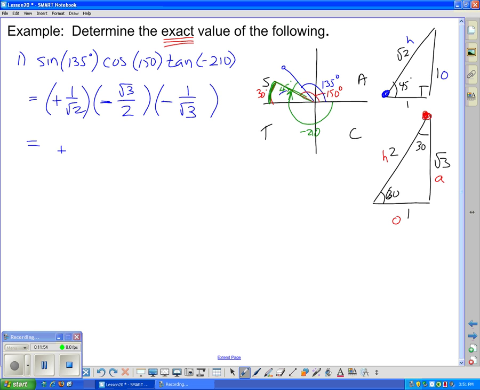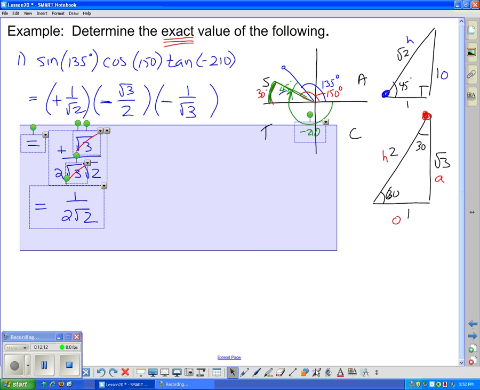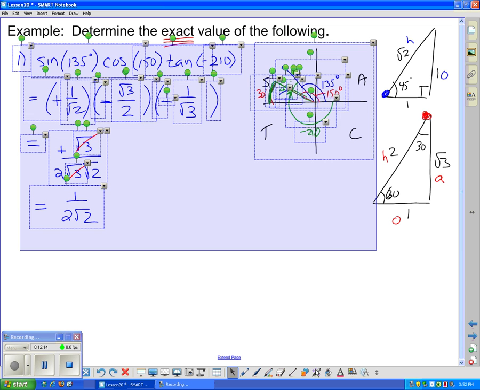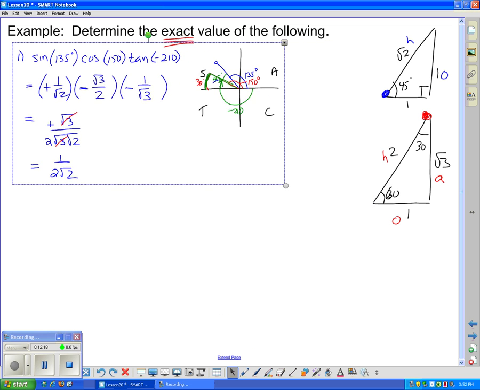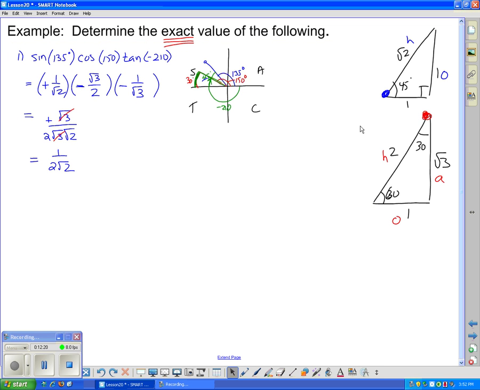On top, it'll be root 3. On the bottom, it'll be 2 times root 3 times root 2. The root 3's will cancel each other out. So your final answer is 1 over 2 root 2. All right, and if you didn't do that reduction, believe me, by that point, I'll be a pretty happy teacher that you got that far. So I'm not overly concerned if you didn't do the reduction. All right, one last quick example with this, just to follow it through one more time, and then I'll let you go.